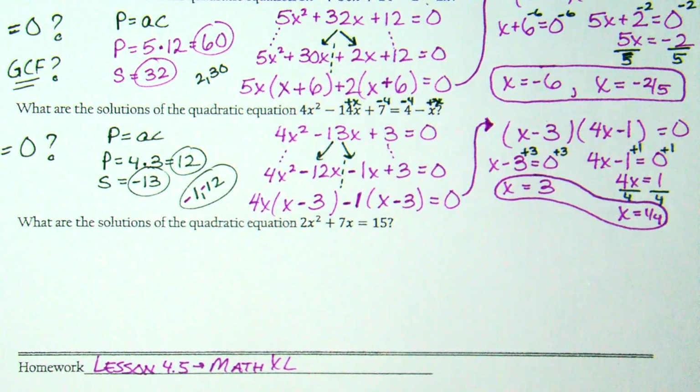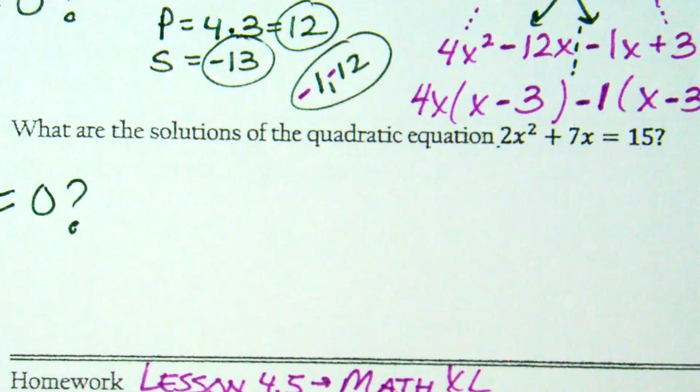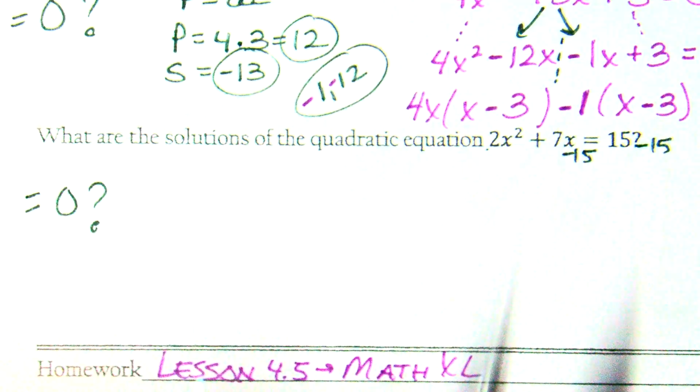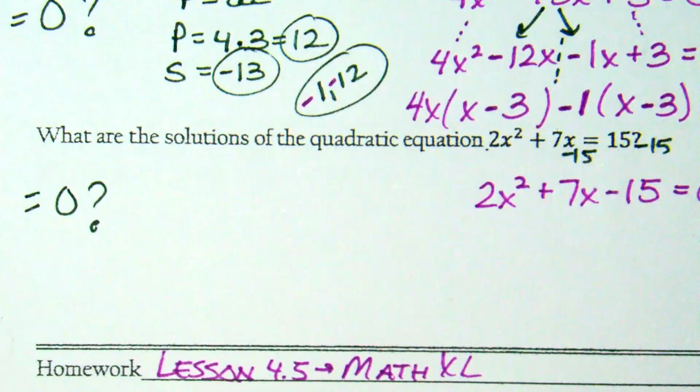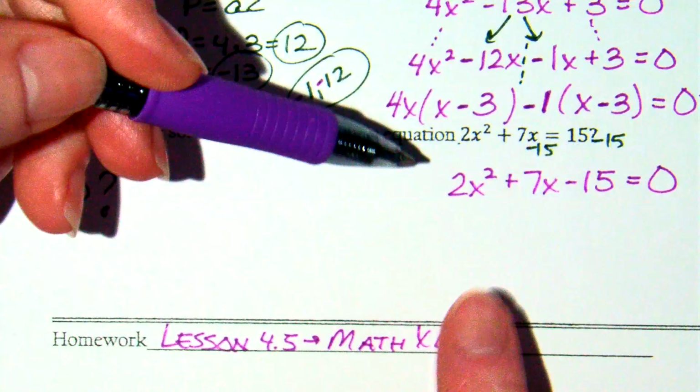Okay, 2x squared plus 7x equals 15. My first question is still, does it equal 0? And it does not equal 0, so I'm going to subtract that 15 over. Once I subtract 15 over, 2x squared plus 7x minus 15 equals 0. Is there a GCF? No.